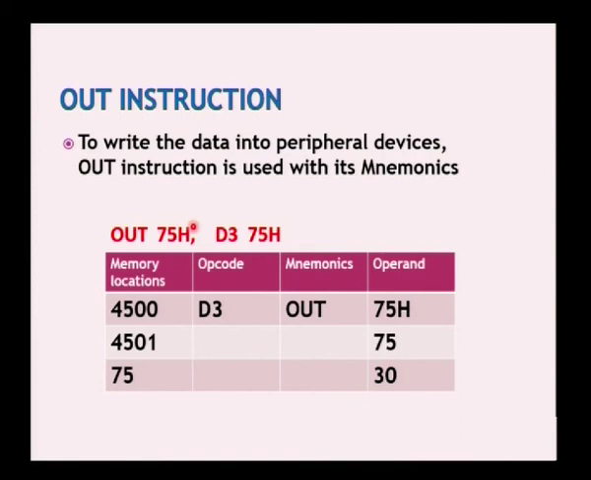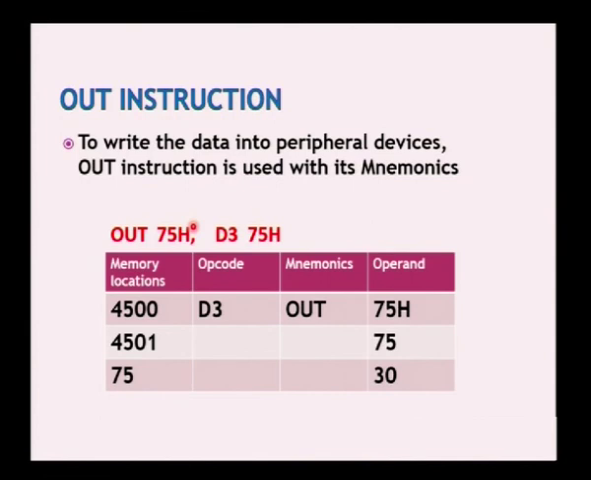The IO instructions are performed with the 8-bit address lines. So, among this 8-bit range we can use 00 to FFH. From these addresses you can take any one of the addresses. Here we are considering 75H. H represents the hexadecimal number.